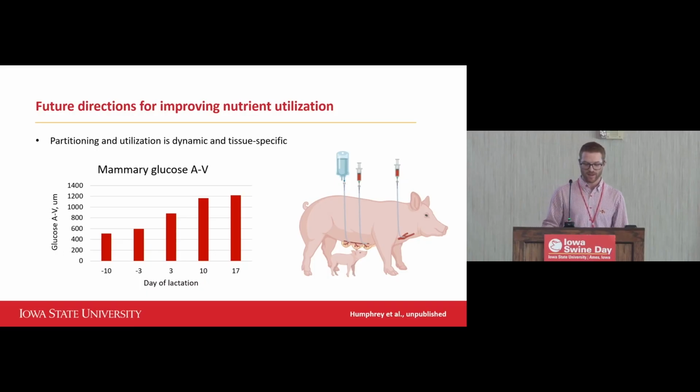And so thinking not only do we need to understand that partitioning is tissue specific, it's also dynamic, so it's changing with time, right? The more refined we can get in that dynamic change, the more accurate we can be in providing nutrition to that animal. So here we see almost a 2.5-fold increase in glucose uptake by the mammary gland from late gestation, when she's starting to make colostrum, to late lactation before weaning.